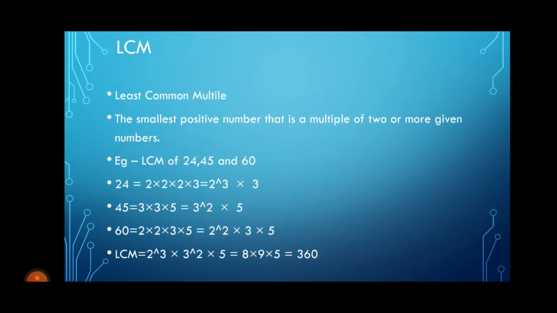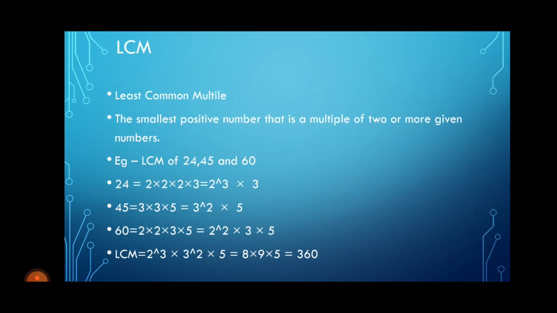In these 3 values, 2, 3 and 5 are present. The highest powered value of 2 is 2 raised to 3. So we take 2 raised to 3. And for number 3, the highest powered value is 3 square. 3 raised to 1 is present and 3 square is present. We have to take the highest powered value, that is 3 square, into the third factor 5, and the highest power is 5 raised to 1. So 8 into 9 into 5, which is equal to 360.